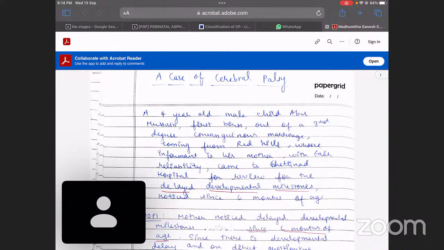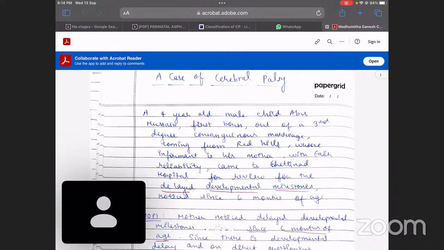In India, third degree is more common. Yes, third degree is more common. So here also we have a third degree consanguineous marriage. So now tell me, what is the relation of consanguinity with any neurodevelopmental case?